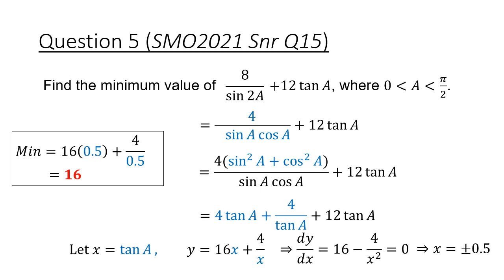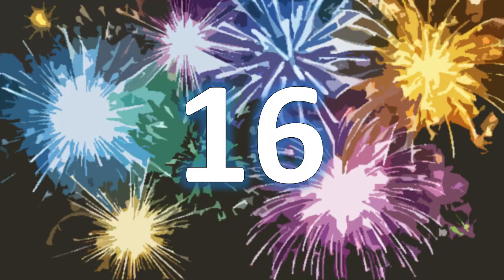16x plus 4 over x looks very much like the arithmetic mean. You just need to take out the over 2 and you can perform the AM-GM inequality, but I won't go through that solution. All in all, we have 16 as our final answer.